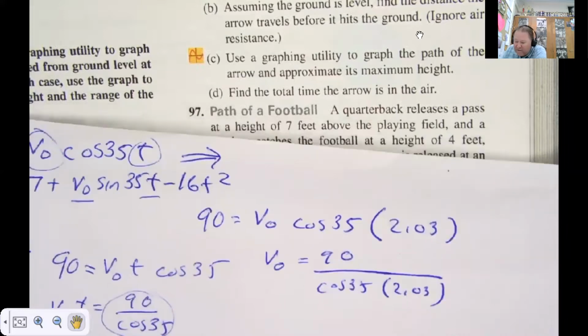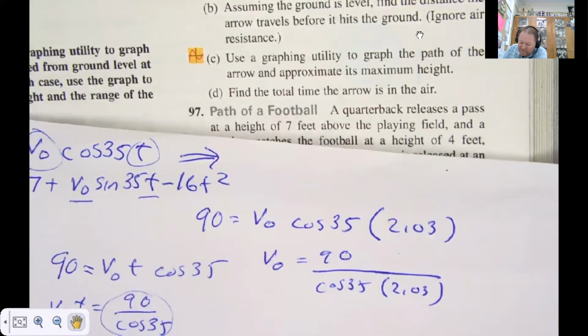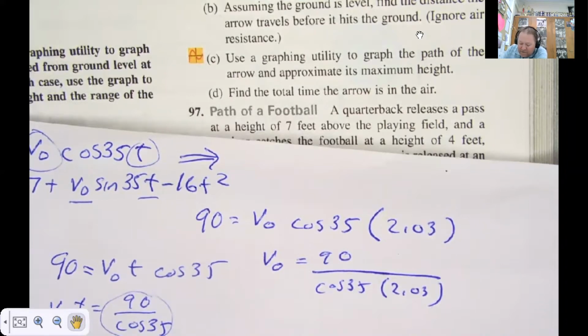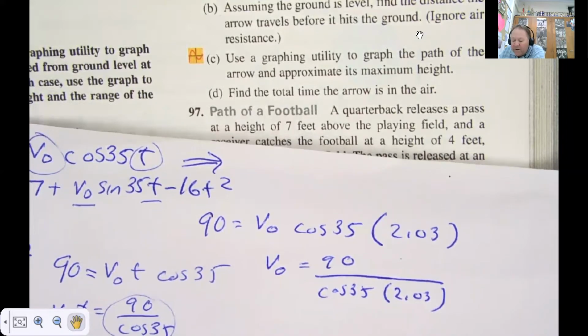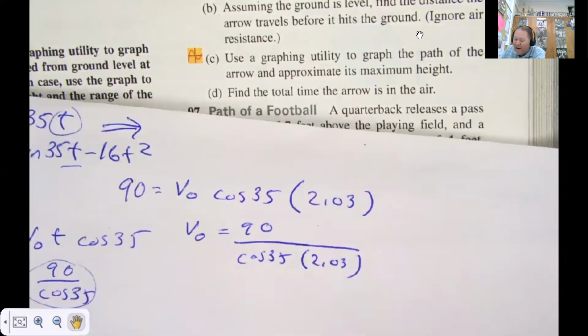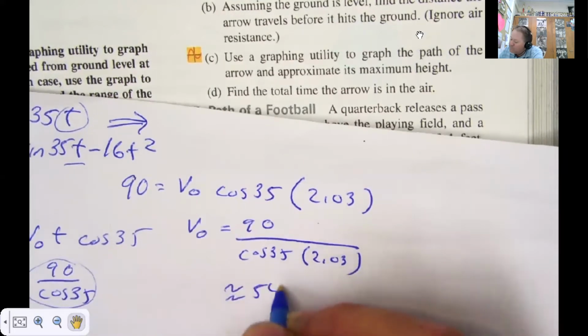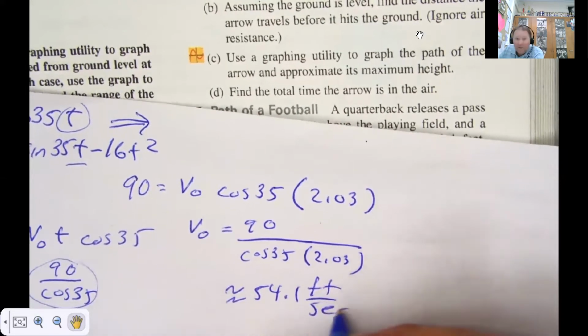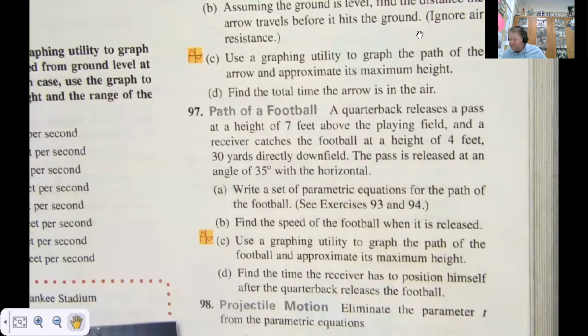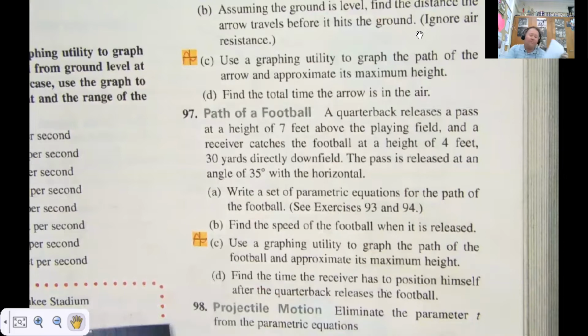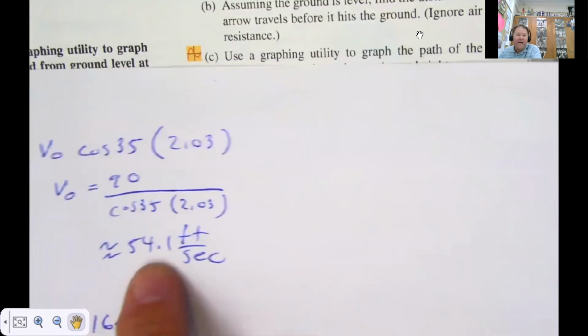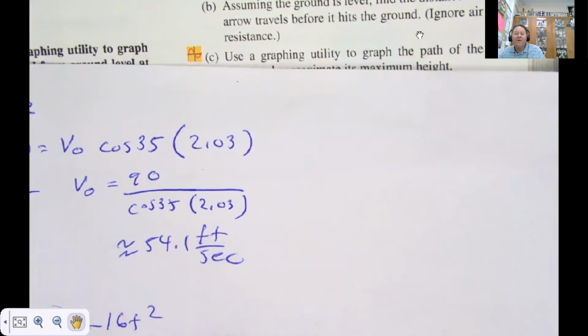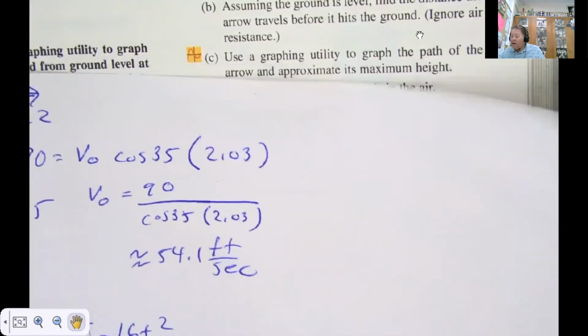This is such good stuff, man. 90 divided by the cosine of 35, close that bracket, divided by the stored value 2.03, and I'm getting about 54.1 feet per second. All right, let me look in the back of the book. Number 97. Yes, it is, 54.09, but I just rounded. 54.1 feet per second.